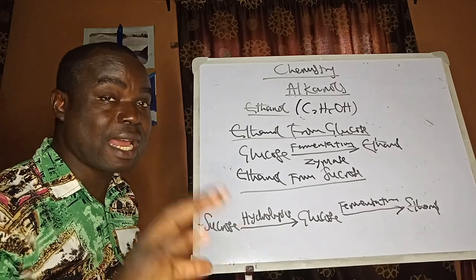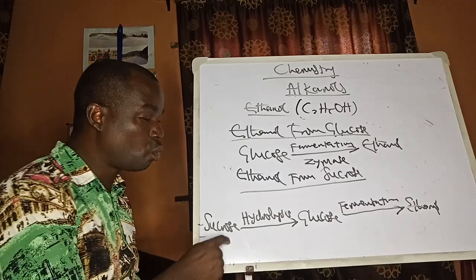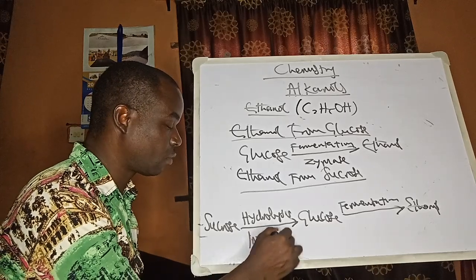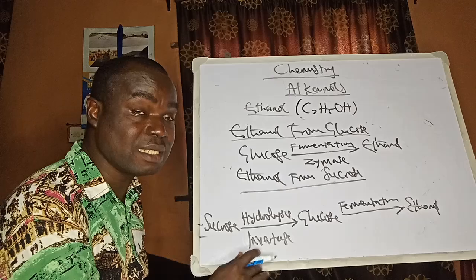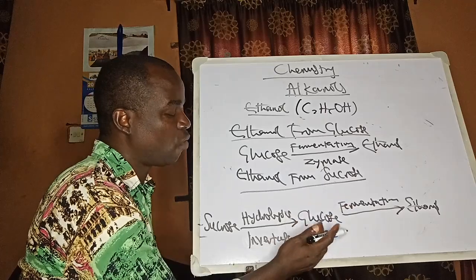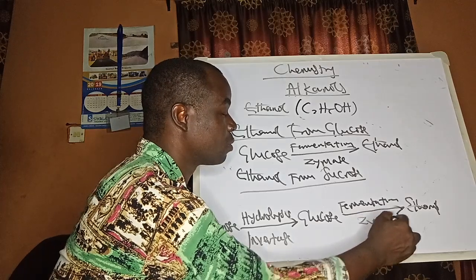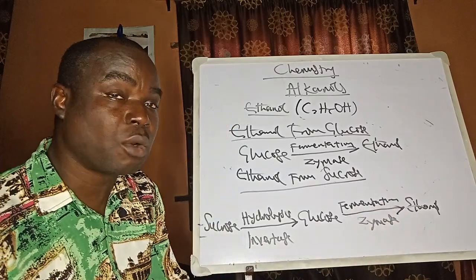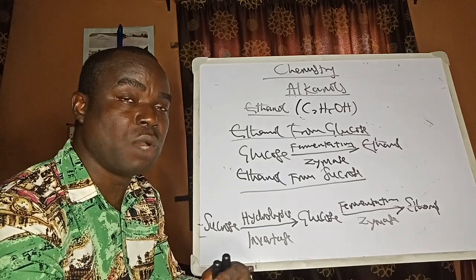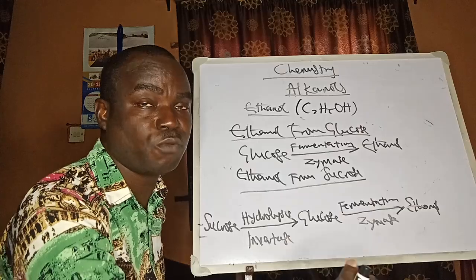Now, there are enzymes that are responsible for this. There is an enzyme that converts sucrose to glucose. The name of that enzyme is invertase. Take note, invertase is the enzyme that converts sucrose to glucose. Then already you know this one: the enzyme that converts glucose to ethanol is zymase. So how do you get ethanol from sucrose? It undergoes hydrolysis with an enzyme called invertase to form glucose. Then glucose undergoes fermentation to form ethanol.